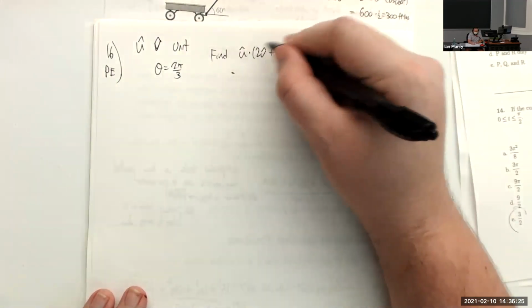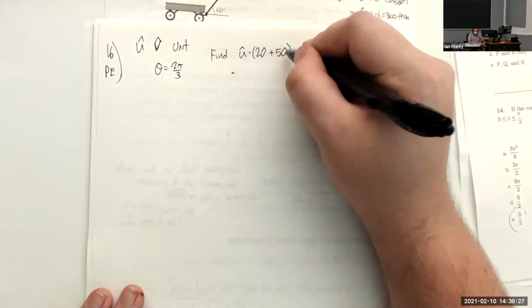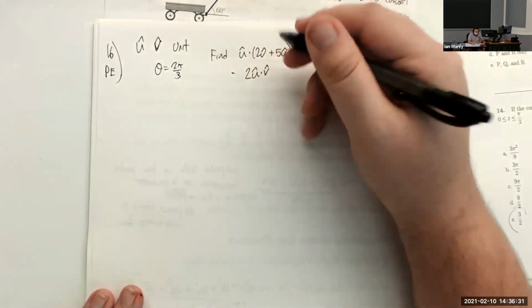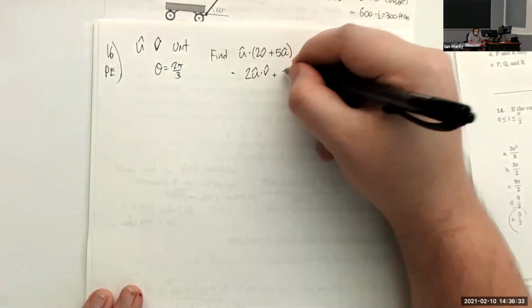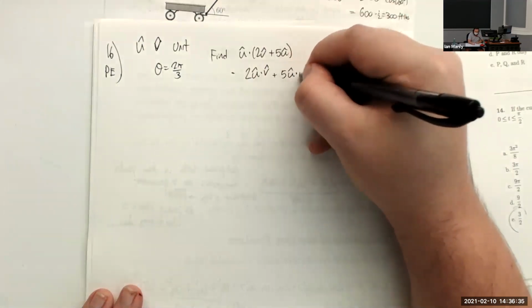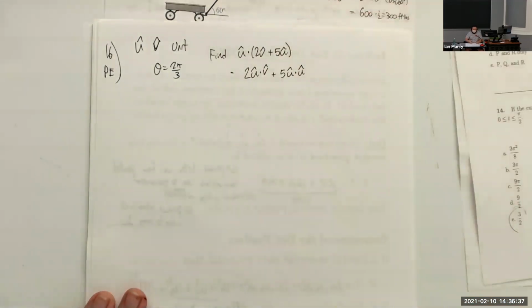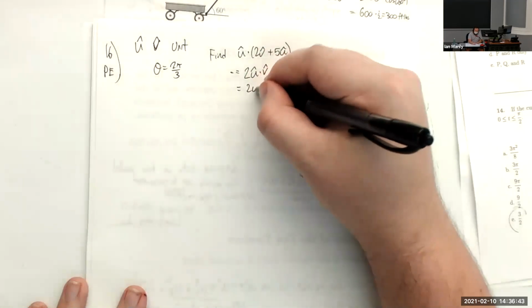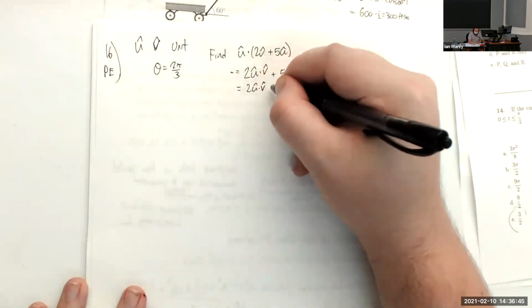All right. So I'm going to dot this right here. And remember, the dot product's distributive. So we could dot this and then add and then dot this. So we have 2u hat dot v hat, and we can move the constant out. And then we have 5u hat dot u hat. Okay. Now let's worry about this one in a second. I'm going to keep this the same for now.